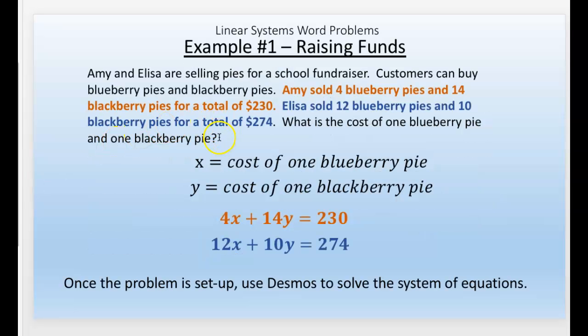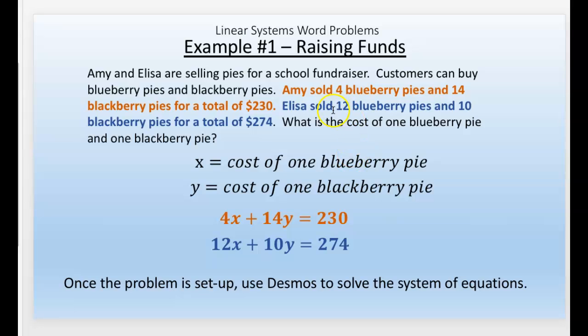The problem is right up here, and I've highlighted a few things. The red is Amy, and the blue is Elisa. X we said is the cost of one blueberry pie, and Y is the cost of one blackberry pie. So it says here 4 blueberry pies, so that's 4x. And 14 blackberry pies, that's 14y. That equals $230. Okay, that's how you set it up. It's relatively simple.